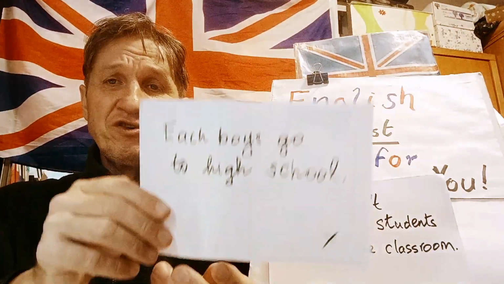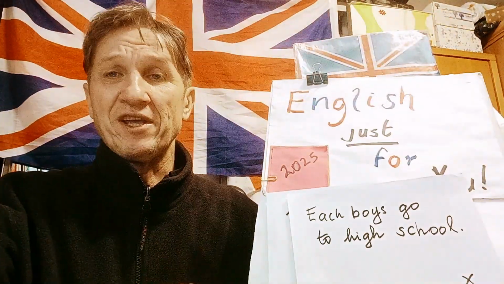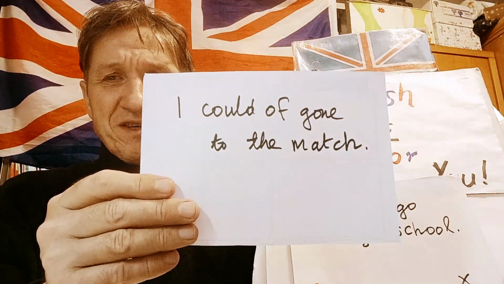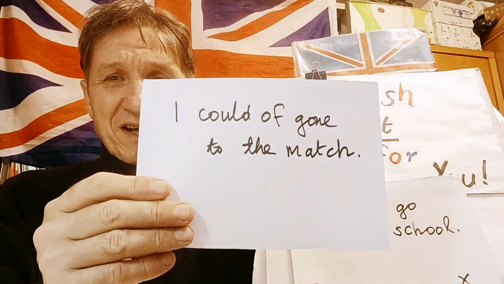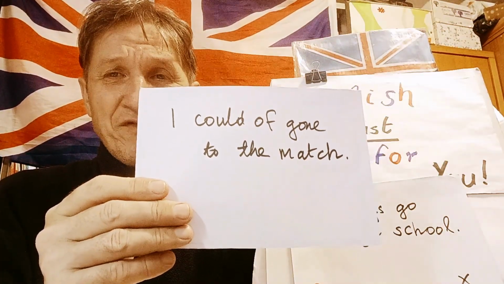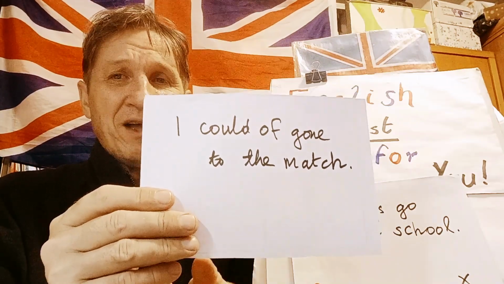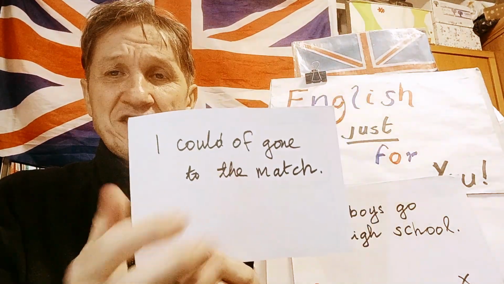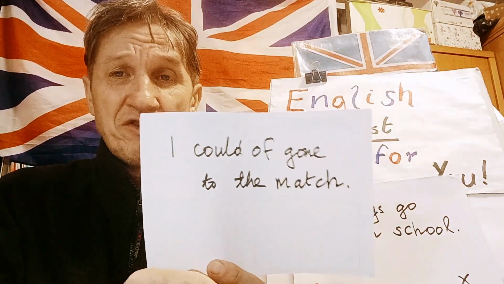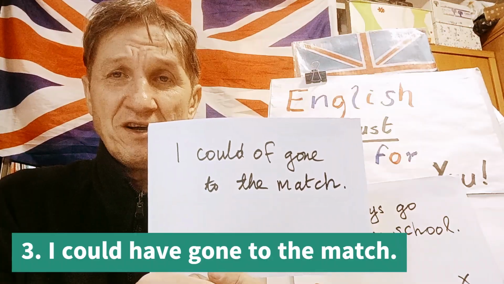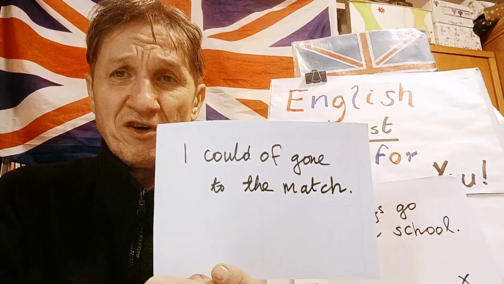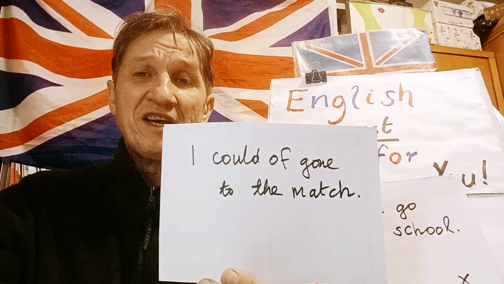We'll now move on to sentence number 3. I could have gone to the match. As a classic native speaker mistake, I could of gone to the match, and I've often seen it written on social media: should of, could of, would of, in that form. Of course, after the modal verb you need an infinitive, which in this case is have. I could have gone to the match, but I didn't. I regret it. That's the function of that construction. So I could have gone to the match is the correct way of saying that sentence.